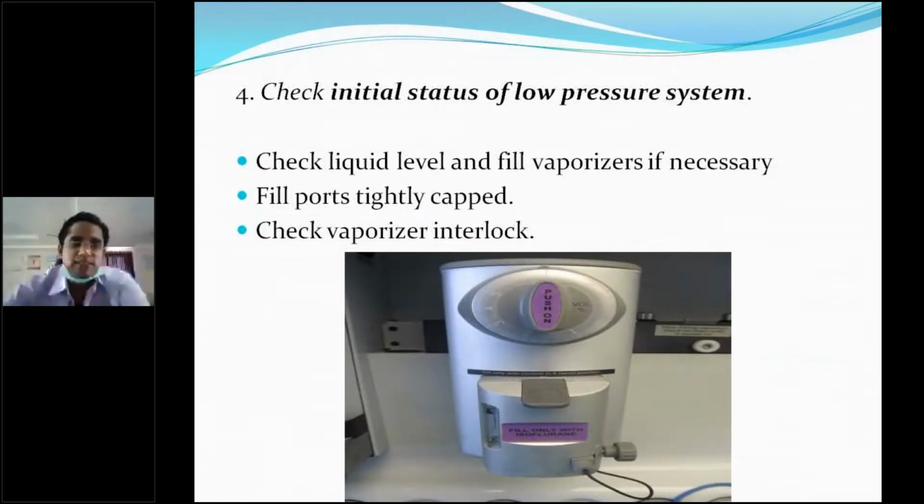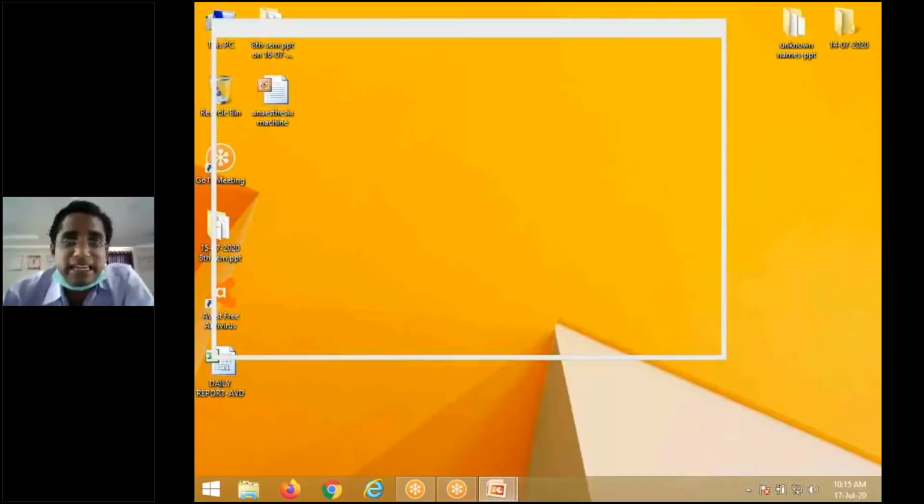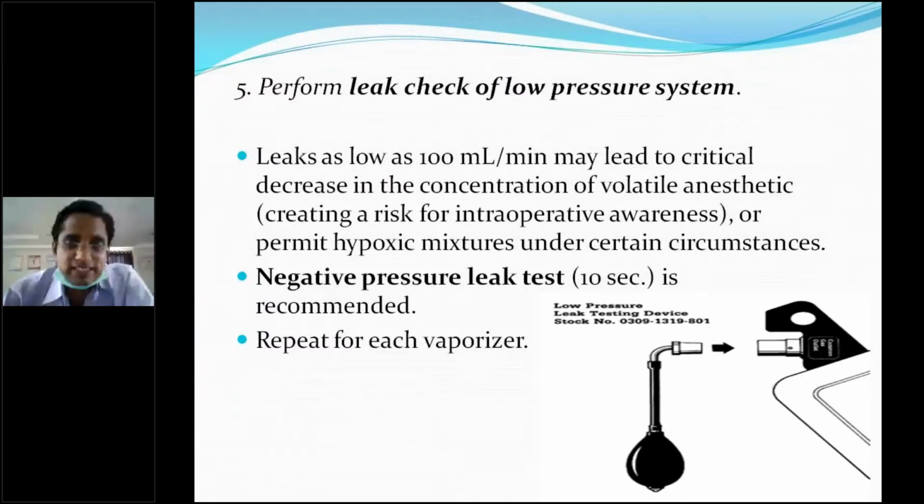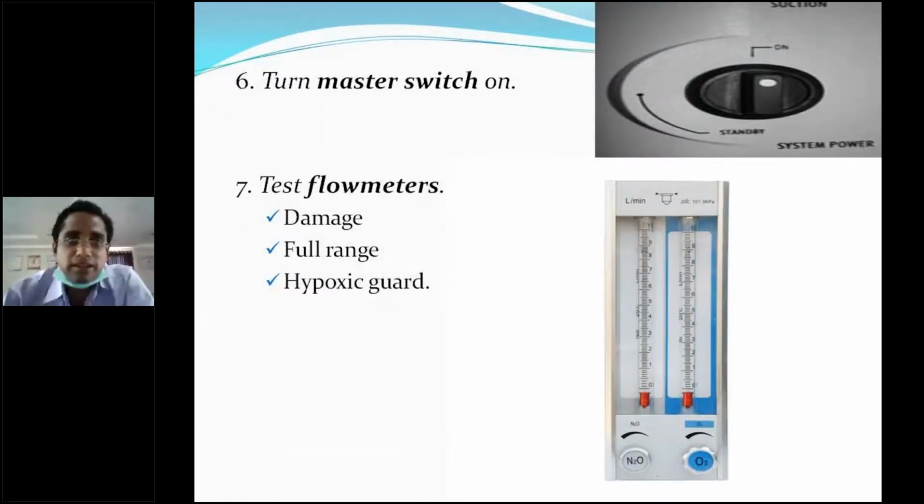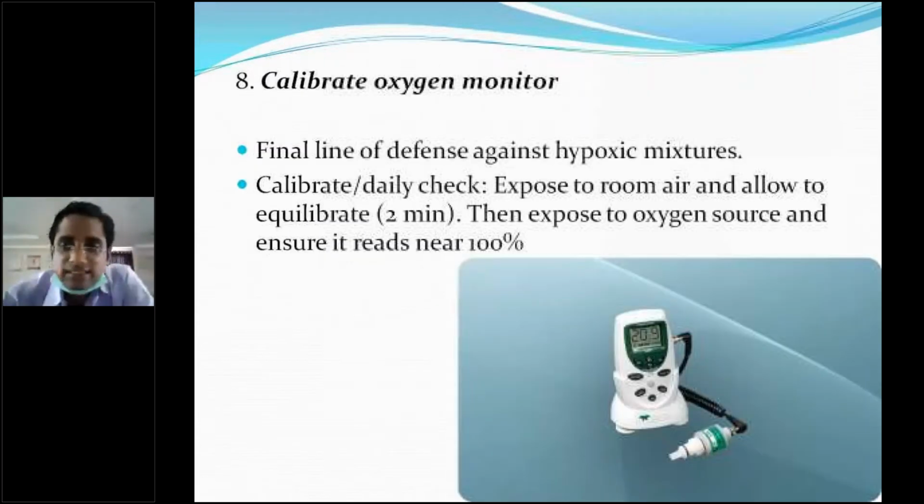Fourth one is the vaporizer, the low pressure system. You need to fill the vaporizer with vaporizer liquid. You need to perform a leak check of the low pressure system. You need to turn the master switch on. You need to check the flow meters, whether they are damaged, whether they have full range, and whether they have a hypoxia guard.